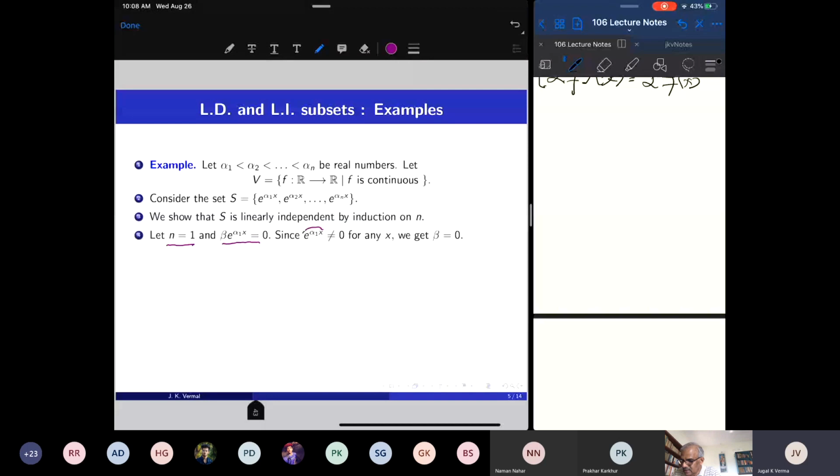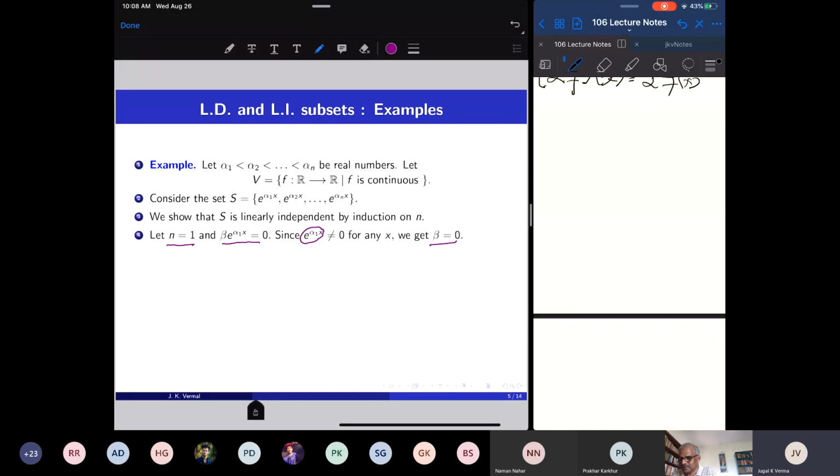But we know that this exponential function is never 0. So I can divide by e^(α1 x) for any x and get β equal to 0. So this actually is true in general. A non-zero vector in any vector space is linearly independent. But in this case, our non-zero vector is this exponential function, and we have shown that it is linearly independent by itself. So this statement that the set e^(α1 x), e^(α2 x), ..., e^(αn x) is linearly independent has been proved for n equal to 1.